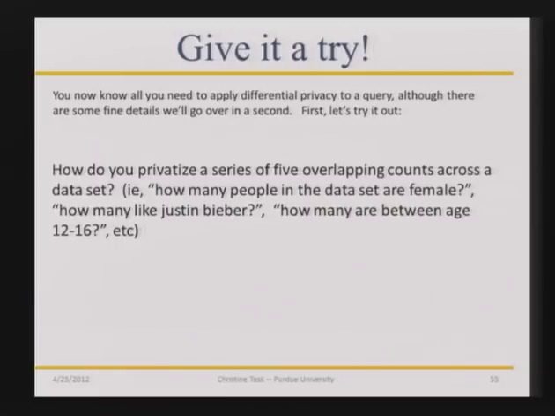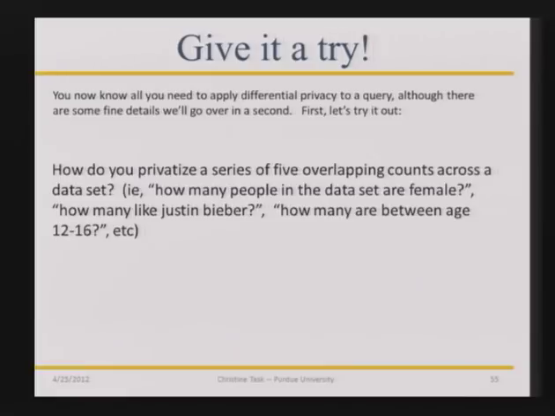How do you privatize a series of 5 overlapping counts across a data set? Overlapping counts are things that one person can participate in multiple counts. Like if I was going to count how many people in the data are female, how many like Justin Bieber, how many are in the age range 12 to 16, these are all overlapping counts, because one person could be a female who liked Justin Bieber and was 14.